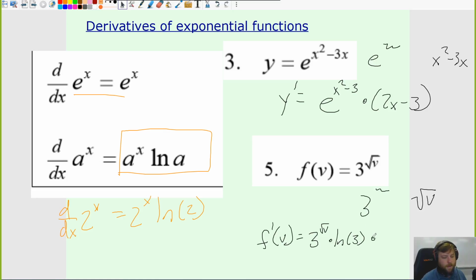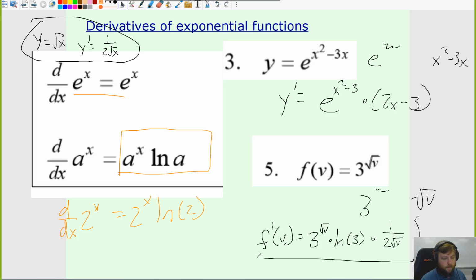Okay, so this is one thing worth memorizing. The derivative of square root of x, y prime, is 1 over 2 square root of x. It's power rule, and you want to do all the steps, convert, great. But memorize this. It's going to save your life so much. So it's 2 times square root of v. Would I simplify that? No. That's gross.